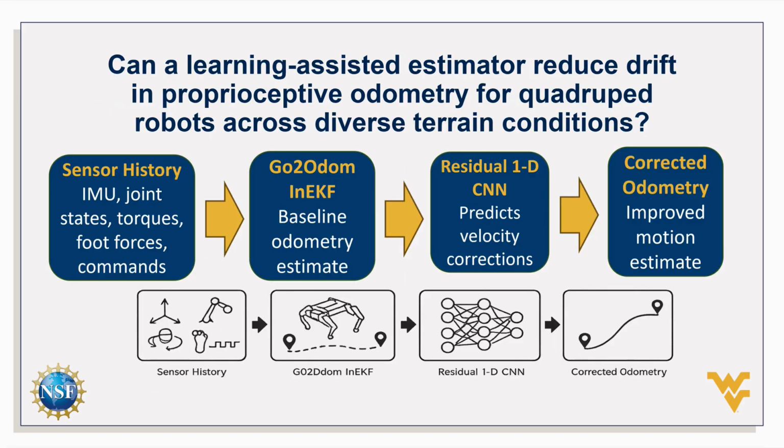We decided to use a Unitree Go2 EDU to test our proposition of whether a learning assisted estimator could reduce this drift across different terrains. We begin with an open source GitHub repository called Go2 Odom, which takes in proprioceptive sensor data and acts as an invariant EKF estimate. We then build a residual one dimensional convolutional neural network to predict corrections to its linear and angular velocities.